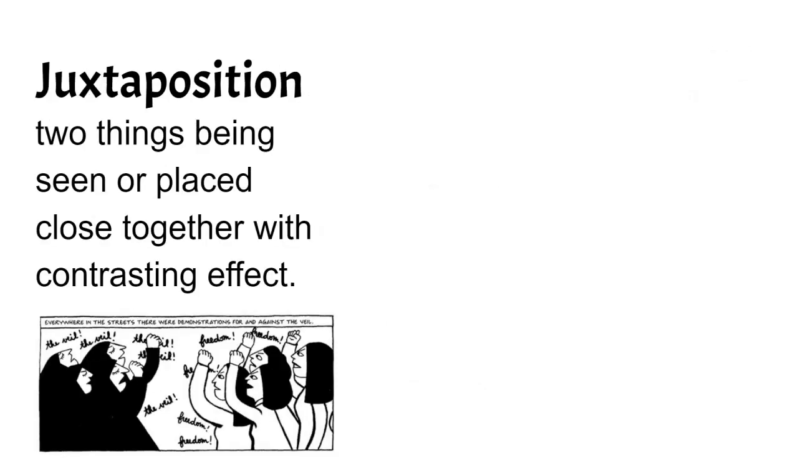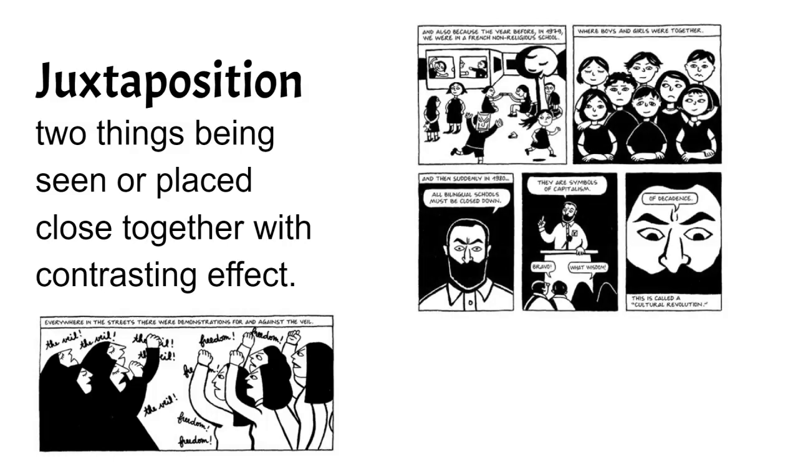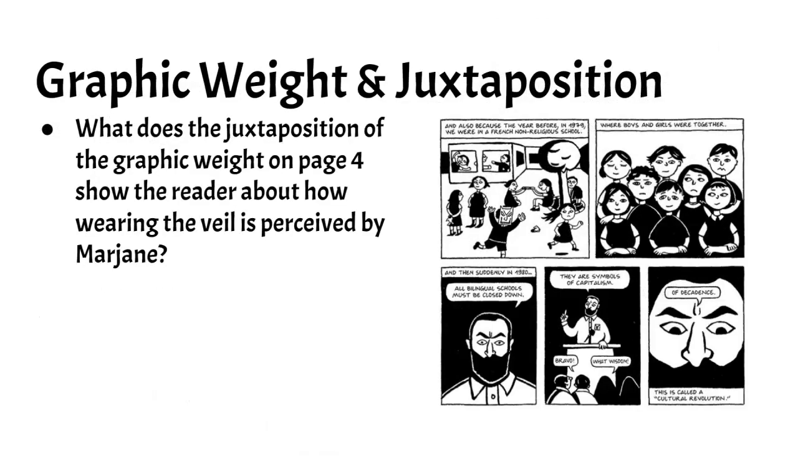Another item that we see right away in the veil is called juxtaposition. That's putting two things close to each other that contrast. In this panel, we have the dark on the left, those demonstrating for the veil, and then we have the light on the right, and those are the other demonstrators against the veil. And so she's using this juxtaposition to contrast the perspectives of these people and what they're trying to accomplish and what they're fighting for.